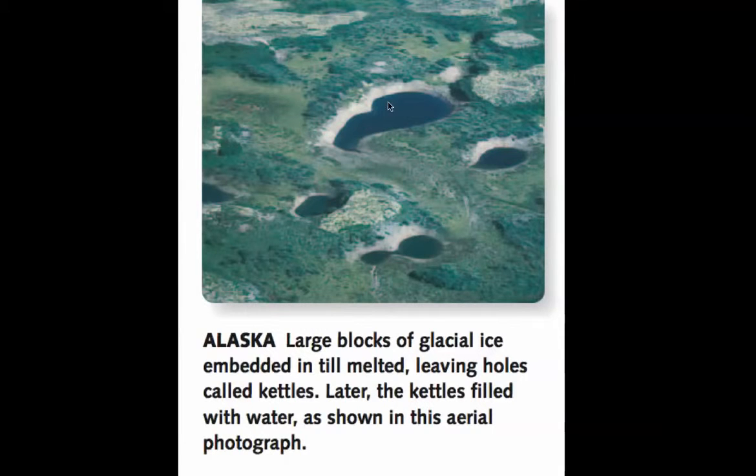Here are kettle lakes. When the glacier retreated, it may have left pieces of ice down on the ground. When the ice melts, you end up with a kettle lake. Is this the water from the original glacier? Probably not, but it did leave the indentation. And these are all over the northern part of the United States and Canada, and all over the southern part of New Zealand.